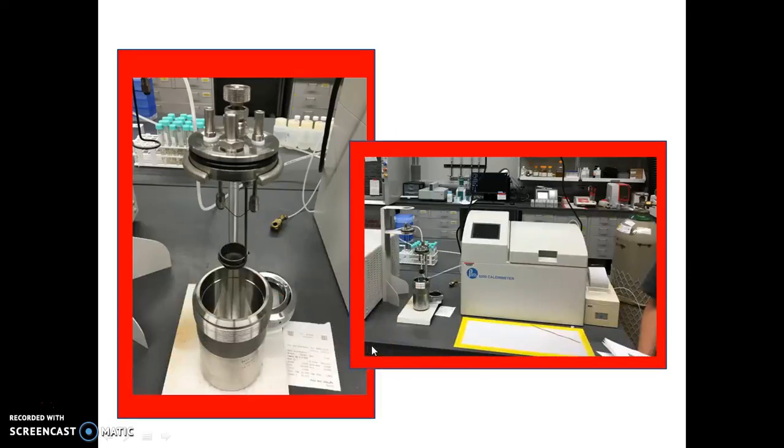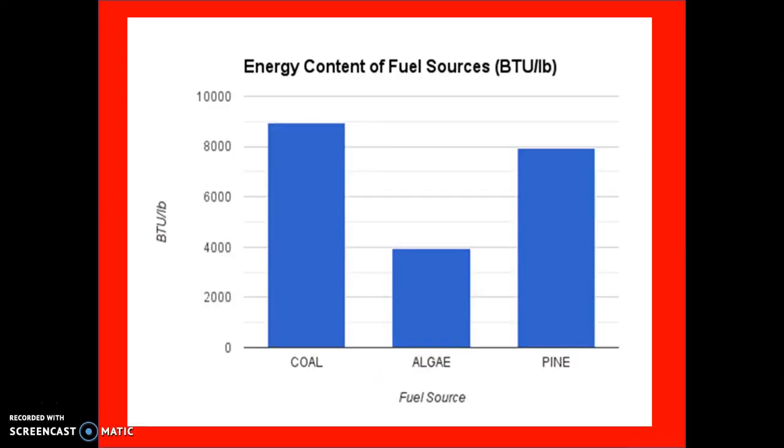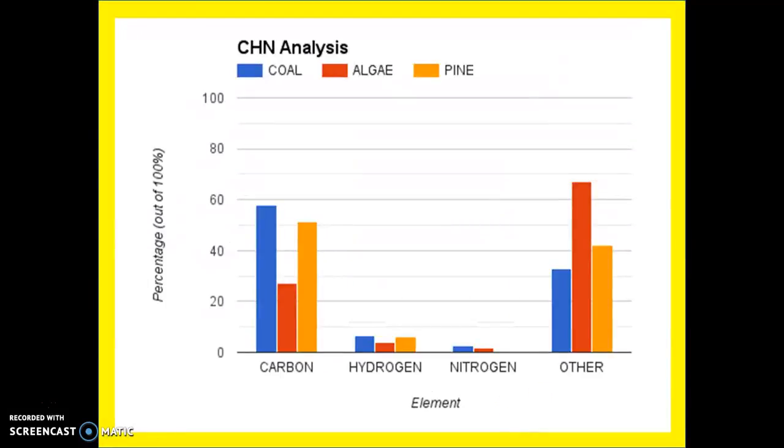I've also had smoke meters and different things. We also used a bomb calorimeter to measure the energy content of each of the different types of fuels alone that we were using. So we measured coal, algae, and white pine separately. And these were the energy contents in BTU per pound that we got for coal, algae, and pine. You can see that the coal and pine have a lot more energy available than the algae.